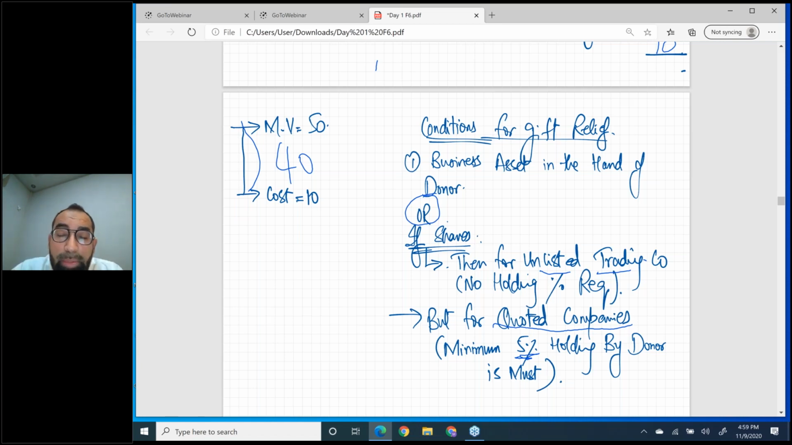And in many past papers I have seen that the examiner sets a question where all conditions are satisfied for gift relief. He motivates you even for gift relief, but in the end it is written that this is a quoted company and your holding is only 1%. So that means, my dear boys and girls, you are not eligible for gift relief. So you have to calculate the gain, but in the end you can't defer the gain. So don't forget to check these holdings. This may cost you a lot.